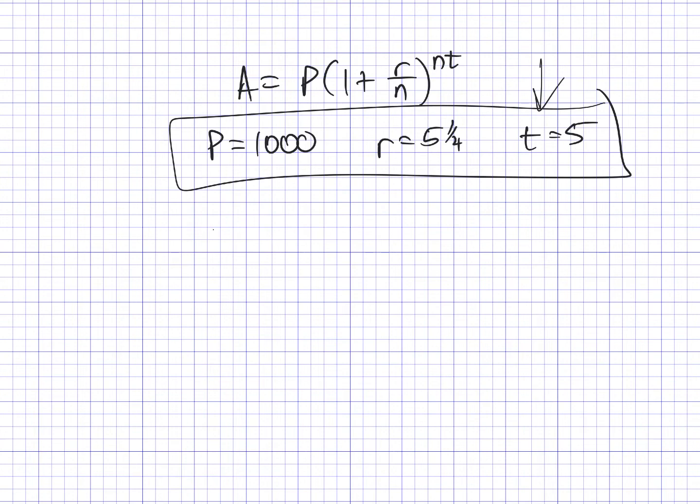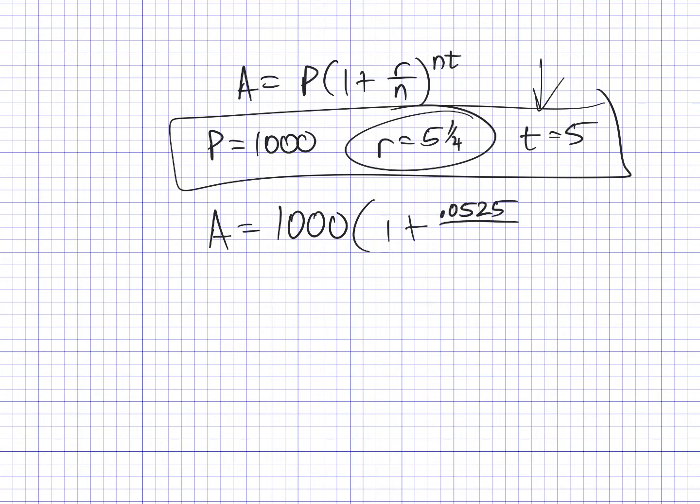All right, so now you just plug everything in. Plug and chug. But the biggest warning is the 5 1/4, which we talked about yesterday. That's 0.0525. And we're going to do this quarterly. I didn't put that in there. Okay? So quarterly means 4 times a year, so 4 times a year for 5 years.